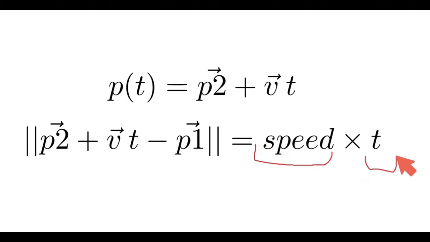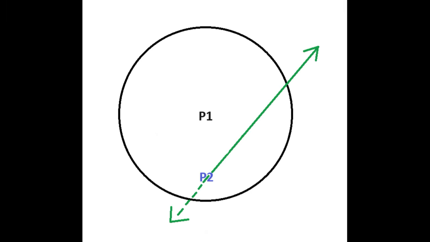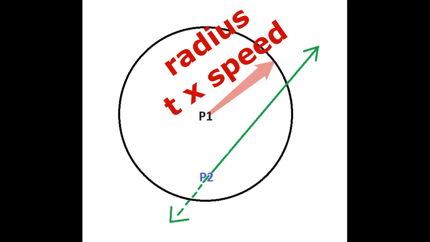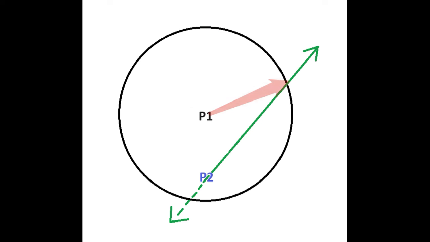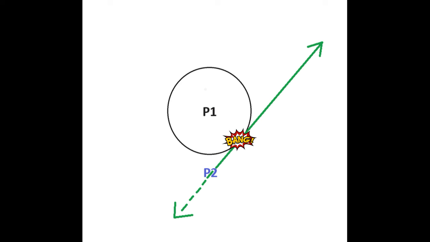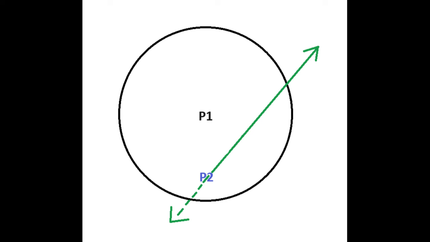Speed and time are both scalars. That one too. Everything else is a vector. You can think of T times speed as the radius of a circle around the shooter's position. We want to know where that circle intersects the line that the target is moving along. Now that means there could be 0, 1, or 2 solutions depending on that radius.